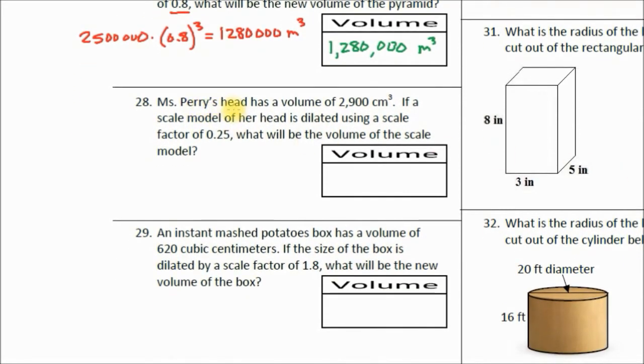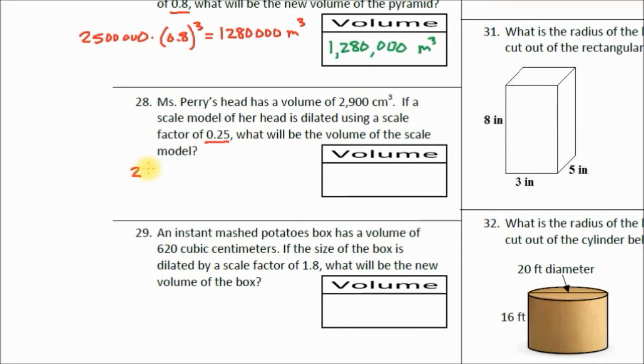Miss Perry's head. I'm not sure if you know who Miss Perry is, but let's just suppose that her head has a volume of 2,900 centimeters cubed. If we take her head and we make a scale model of it, so a scale model of her head is dilated using a scale factor of 0.25. Class, you should recognize that is a reduction. We're making a smaller head than the original. What will be the volume of the scale model?